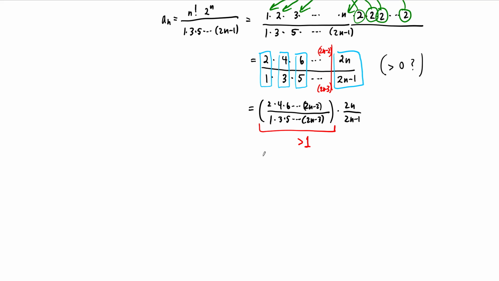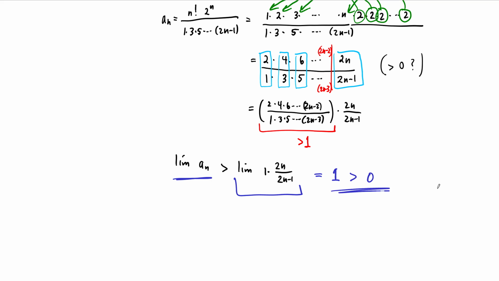And so that means that the limit of a sub n is therefore bigger than the limit of what's left here, 1 times 2n over 2n minus 1. But this limit we can compute. This limit is very easy to compute. This limit right here is just equal to 1. And 2n over 2n minus 1 as n goes to infinity, that's 1. And so what we have is that the limit of the sequence is bigger than 1, which is of course bigger than 0. And that's the key.